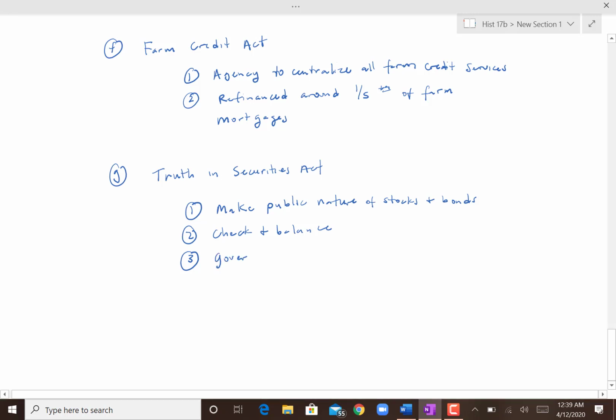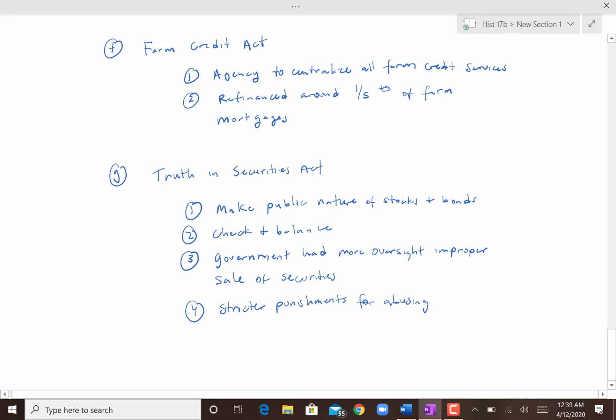So the government had more. This was, remember, one of the things that the advisors had suggested to Roosevelt that they needed to do, which is have more oversight and ability to manage the improper sale or use of stuff. The fact that you had stricter punishments was also important to prevent people from abusing the system, for, let's just say, abusing sales and purchases of stock.